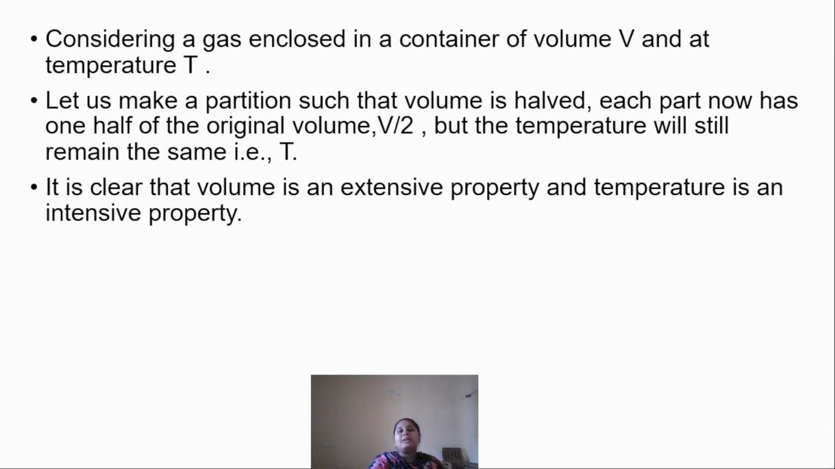So if we consider a gas enclosed in a container of volume V and temperature T, and we make a partition so that the volume is half, now it is V by 2, but the temperature remains the same. So this indicates that volume is an extensive property, whereas temperature is an intensive property.